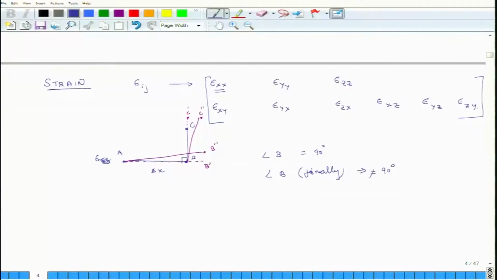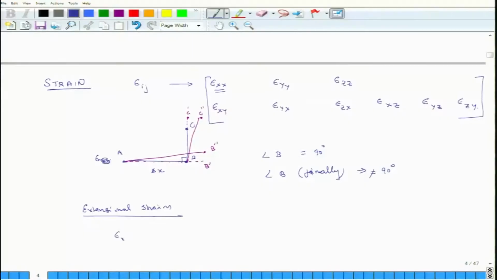So, when we talk about extensional strains, what is an extensional strain? It is the change in length divided by the original length. So, our epsilon xx is what? It is the change in length, and let us say that change in length, this distance, is called delta u, then it is du over dx.